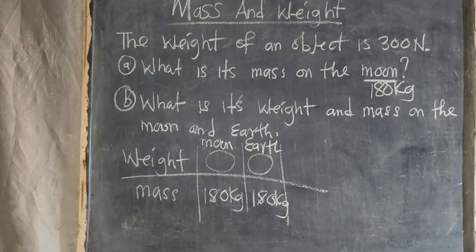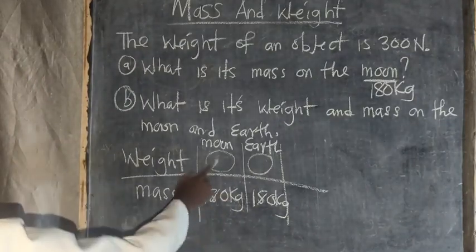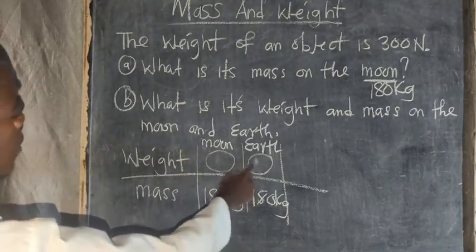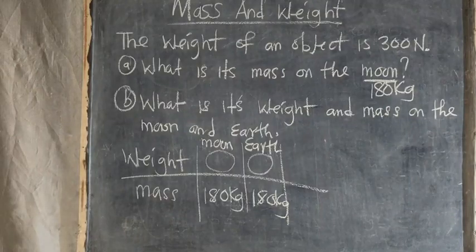So this is what I want us to do. So what is the answer there? What is the weight on the moon? And what is the weight on the earth? Waiting for you people to comment. So just comment. On the moon is like that. On the earth is like that.